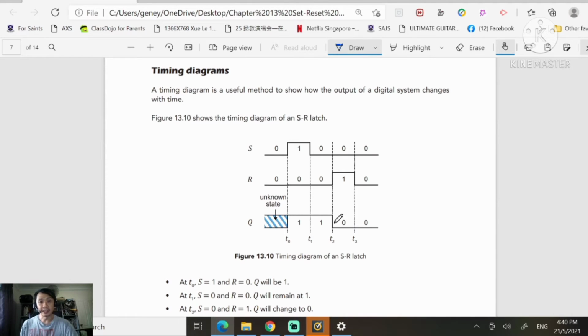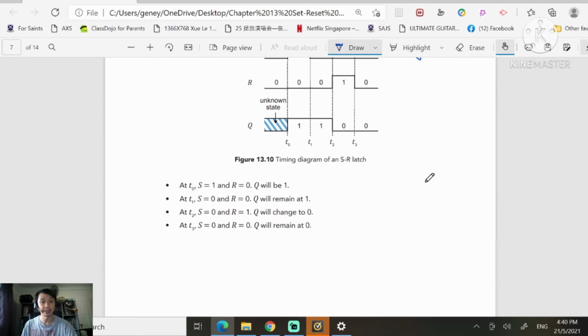But now at time t2, the reset goes high. So now it's resetting back down to 0, so it goes back down to 0. Now the reset goes to 0 as well. There's a change in the input, but don't worry. 0, 0 means it stays at 0. So you must be very familiar with drawing the timing diagram. You must know how to draw it, you must understand how it works. Okay, so that's important as well.